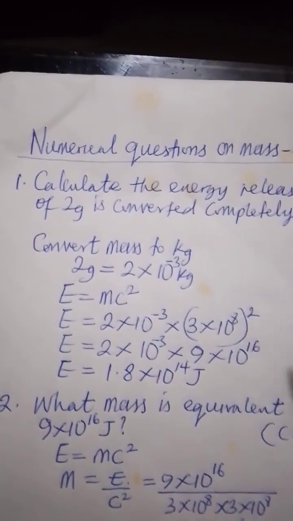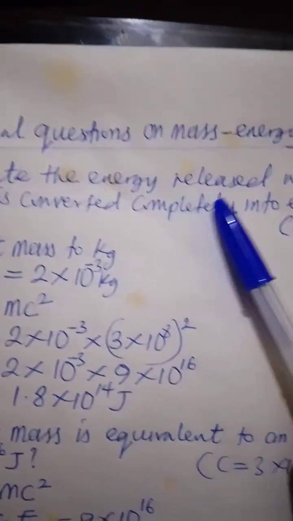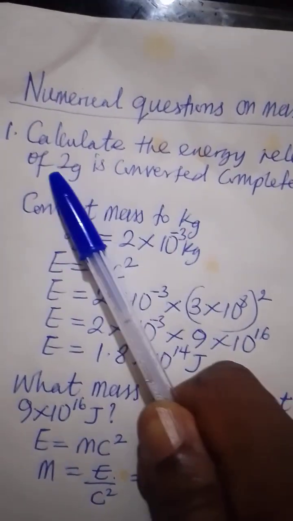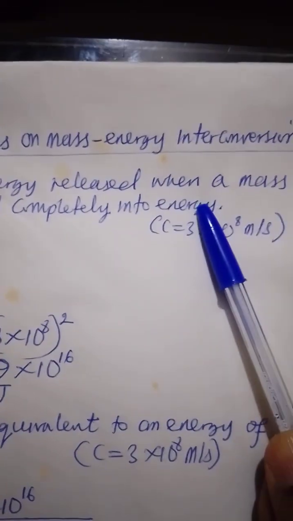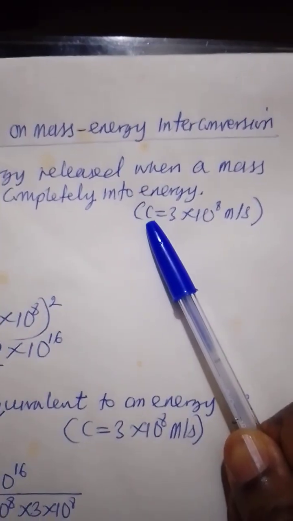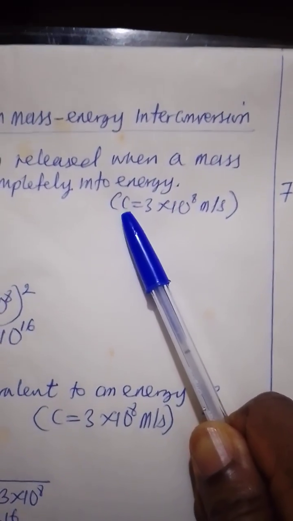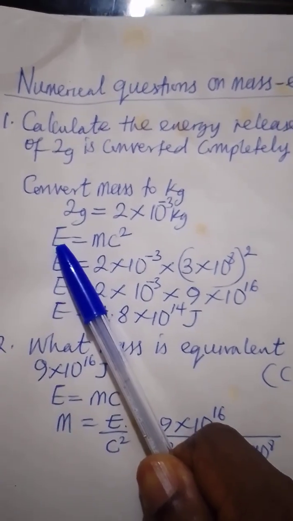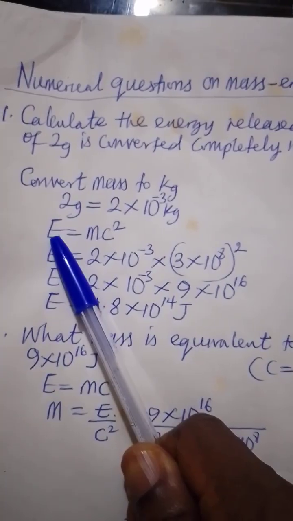So let's get started. Question number 1. Calculate the energy released when a mass of 2 grams is converted completely into energy. We are given C, the speed of light or speed of electromagnetic radiation, 3 times 10⁸ meters per second. Don't forget that formula we committed to memory in part 10, Albert Einstein's theory of relativity.